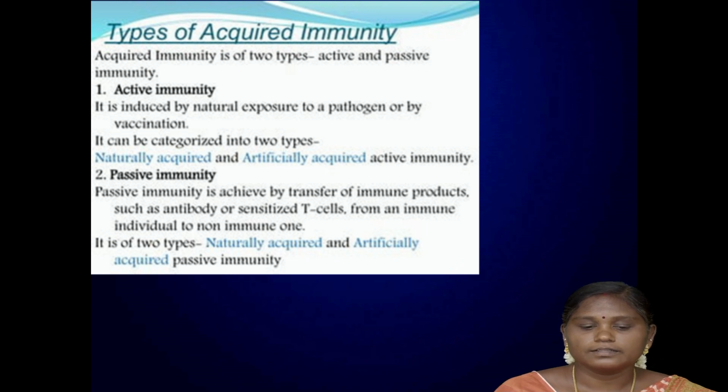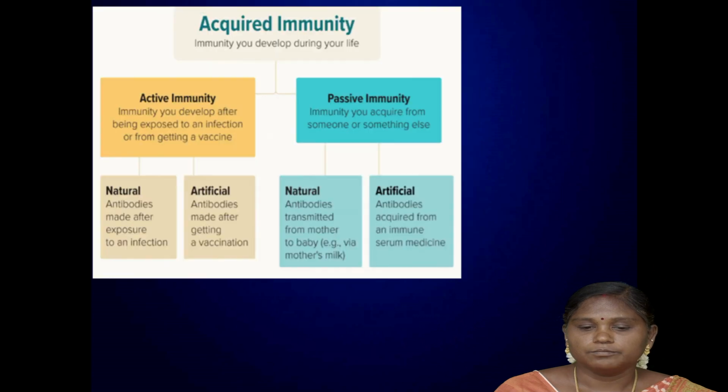The second type is passive acquired immunity. Passive immunity is achieved by transfer of immune products such as antibodies or sensitized T cells. As I said, that is tissue transplantation, blood cell transplantation. Through that we get some immunity, and that is called passive immunity. It is again classified into two types: natural acquired immunity and artificial acquired passive immunity. So these are the types of acquired immunity.